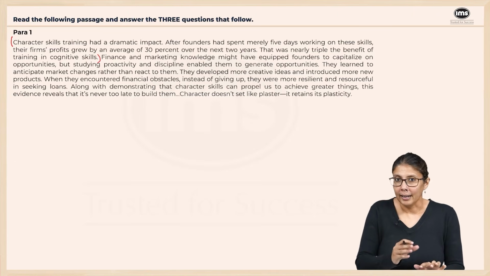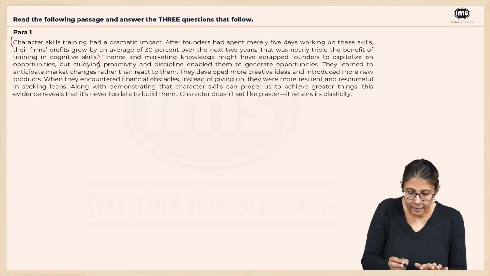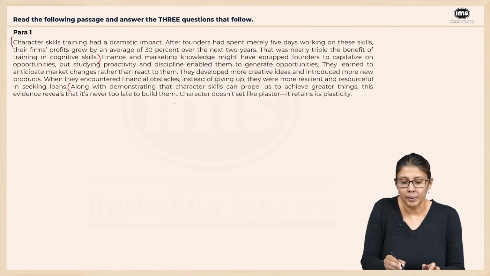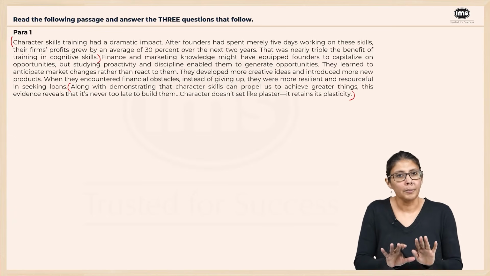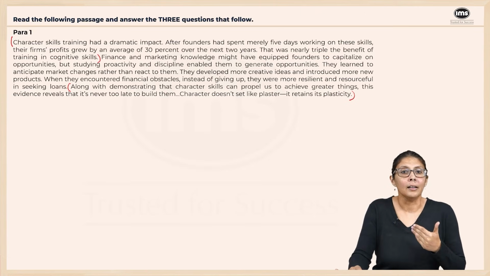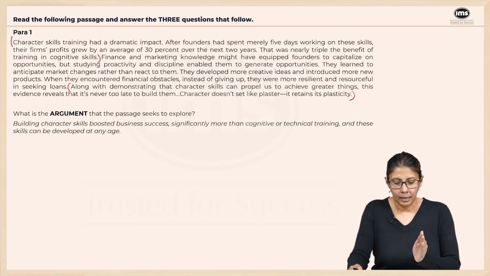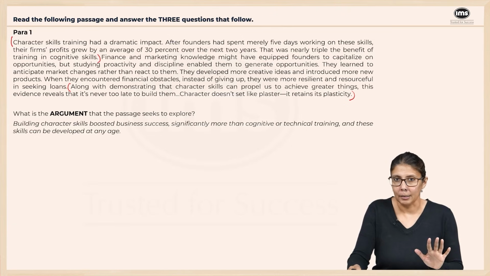After that, it generalizes the results of the study. So if you look at the last 2-3 sentences, it says that along with demonstrating that character skills can propel us to achieve greater things, this evidence reveals that it's never too late to build them. Character retains its plasticity. And this is pretty much the purpose of this paragraph. We are first trying to say that character skills had a greater impact on business success. So this is one part of the argument. The second part is that these skills can be developed at any age. So if you have understood this much, then you don't need to worry about anything more.